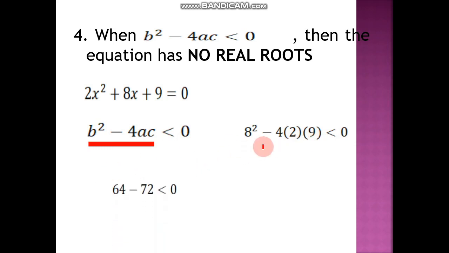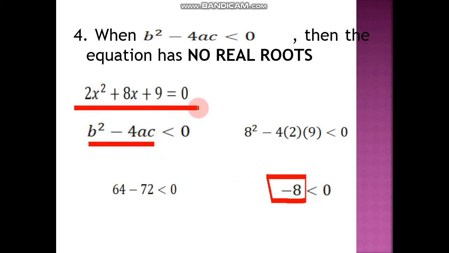Then simplify. 8 times 8 is 64. Negative 4 times 2 times 9 is negative 72. 64 minus 72 is negative 8. As you can see, negative 8 is less than 0. The discriminant is negative 8. Then the nature of the roots of this equation is that it has no real roots. Or this equation, 2x squared plus 8x plus 9 equals 0, has no real roots.